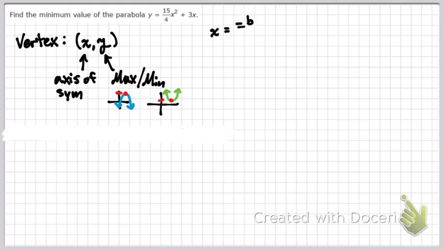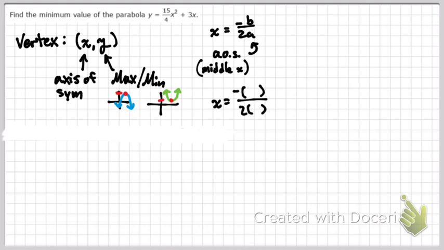Okay, so we're going to need this formula. If you don't know this formula, write it down. This formula gives us the axis of symmetry, aka the middle x. It's a cool formula to know. It makes things a lot easier when you come to parabolas that look like this and aren't in vertex form. So what we need is an a down here and a b up here. So what the heck are those?